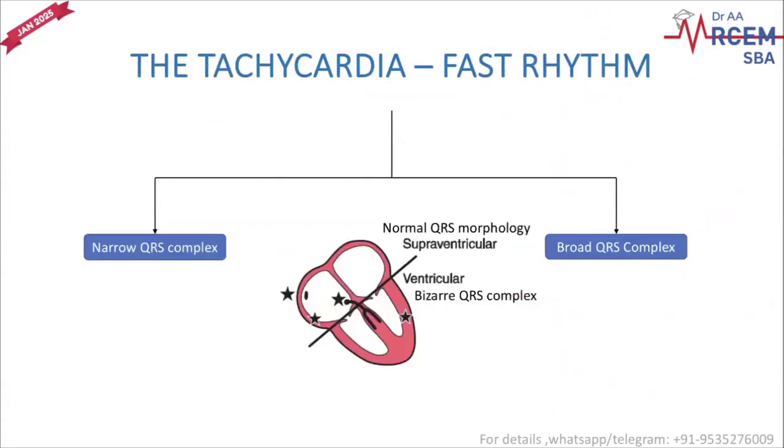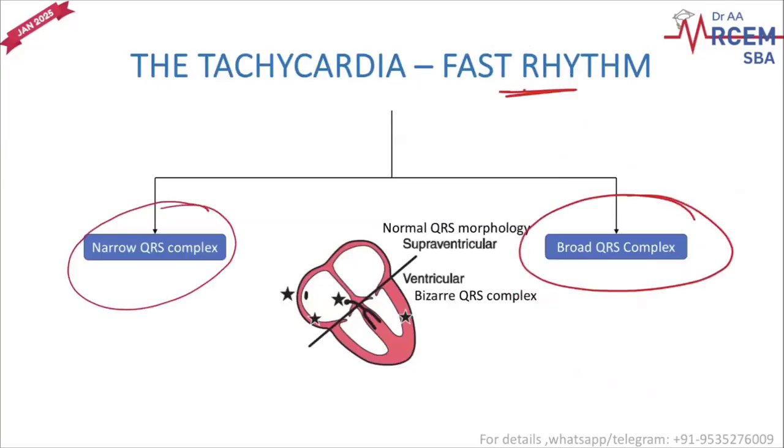Now we are entering into the tachycardias. Tachycardia is nothing but a fast rhythm. Whenever we are analyzing a fast rhythm, one thing we look at with most importance is how the QRS complex is. Is the QRS complex broad or is it narrow? Broad, we call it if it is more than 3 small boxes. Narrow, we call it if it is less than 3 small boxes.